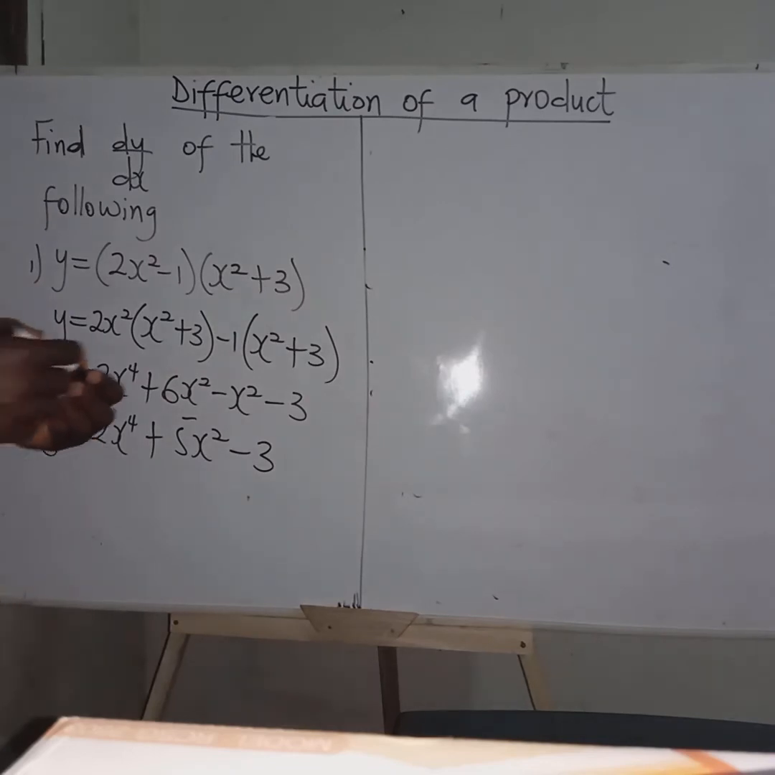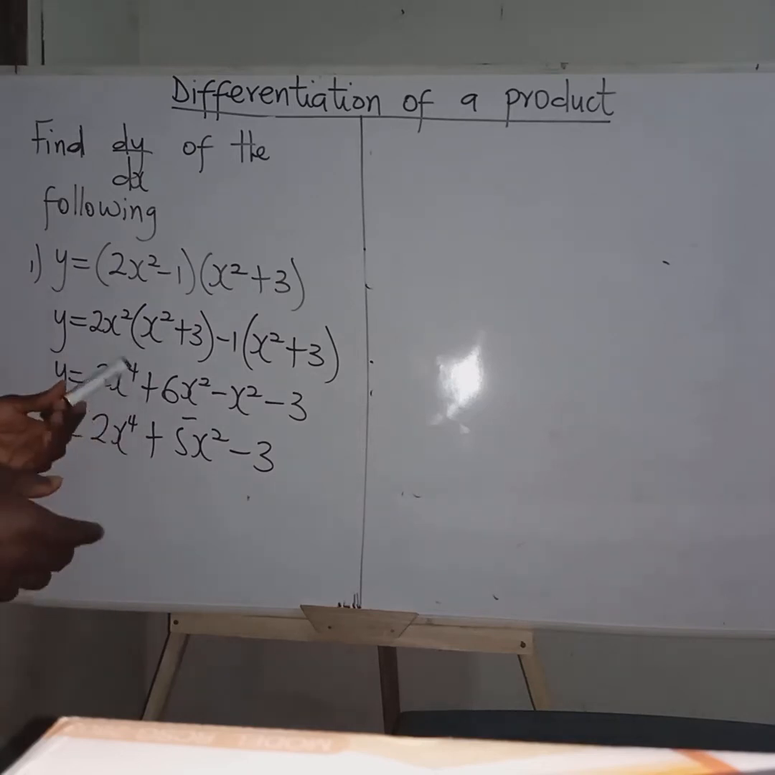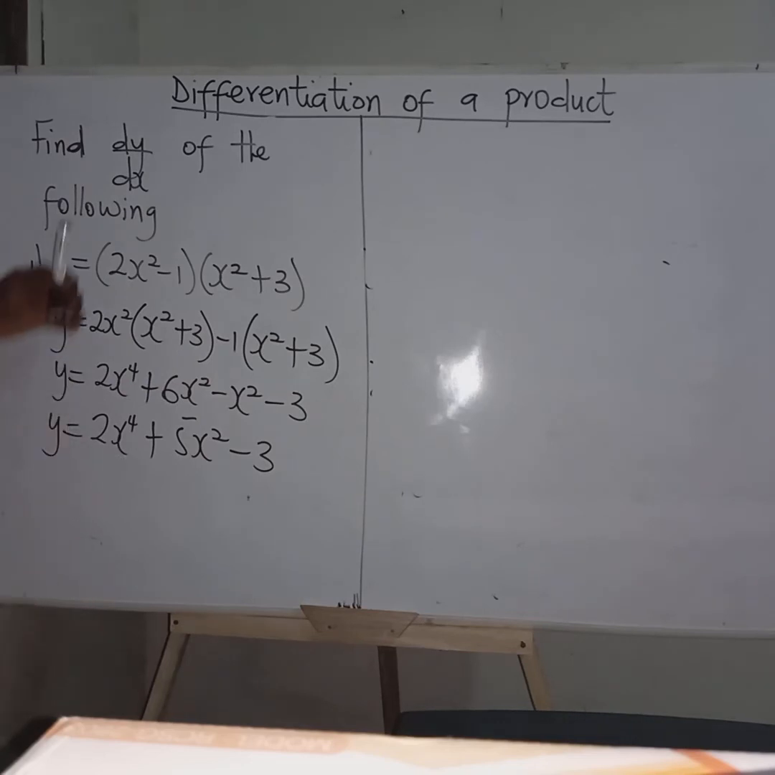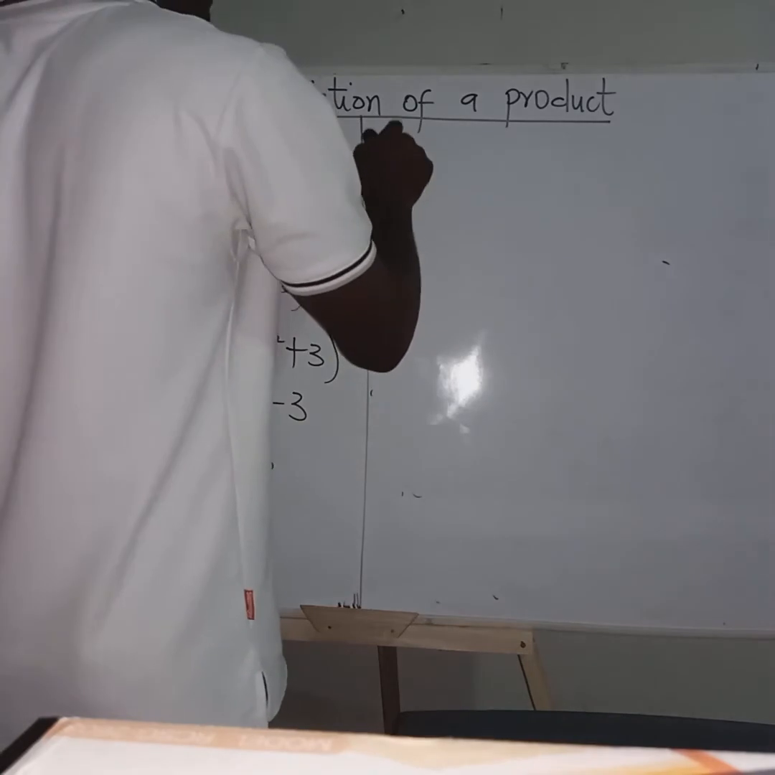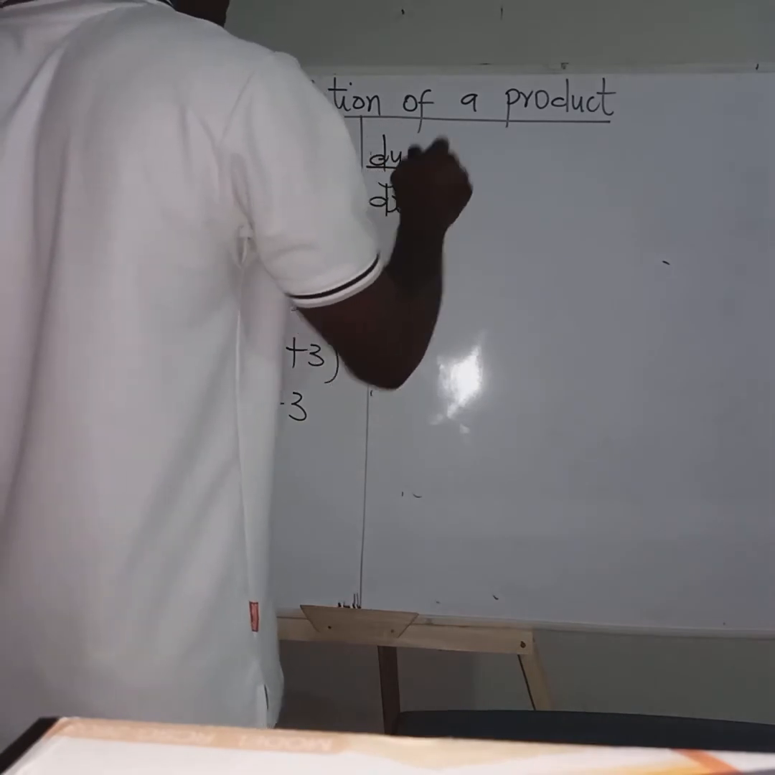Now let's take note of something here. You see that all this has been written as y, meaning I was just expanding and simplifying. But once I start writing dy over dx, it means I've started to differentiate. All this while, I was writing y is equal to, meaning I was just expanding and simplifying. So I'm now going to differentiate, which is dy over dx is equal to.